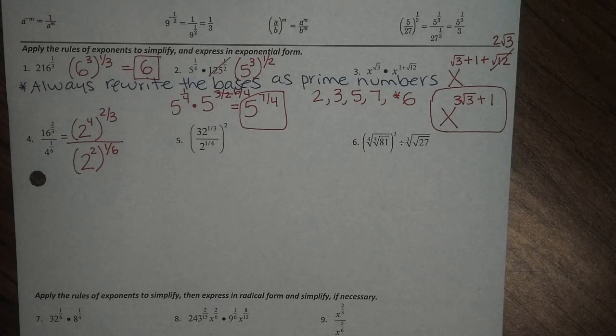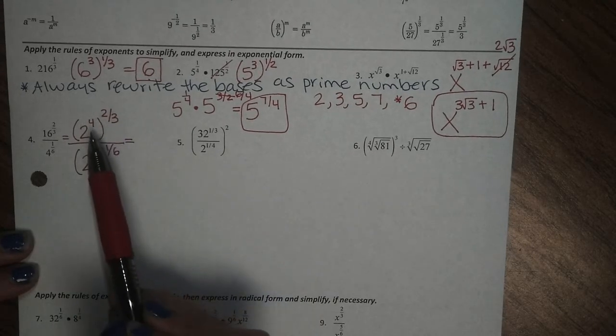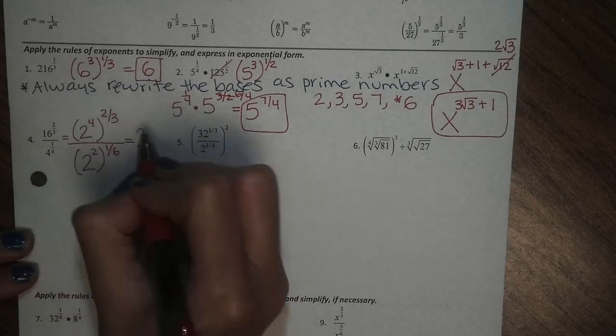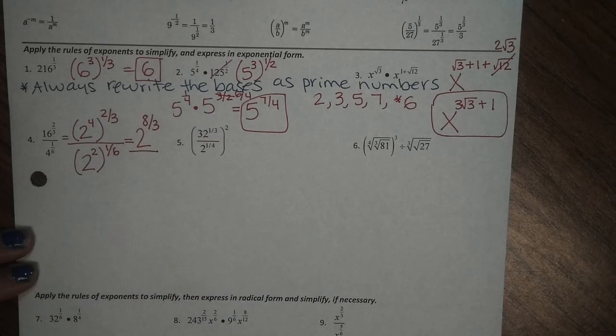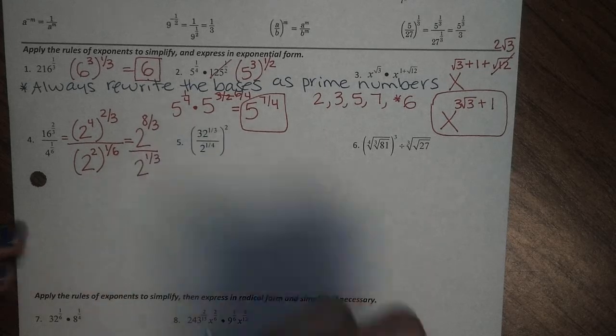The goal of these is to always rewrite your base as a prime number, like 2, 3, 5, 7, or sometimes 6. Rewrite it as a prime number, and then you can apply the rules of exponents. So number 4, the numerator, I need to multiply the exponent of 4 times 2/3, because that's what the rule says. So 4 times 2/3 is 8/3. On the denominator, same thing. I need to multiply 2 times 1/6. So that's 2/6, but let me write it as 1/3.